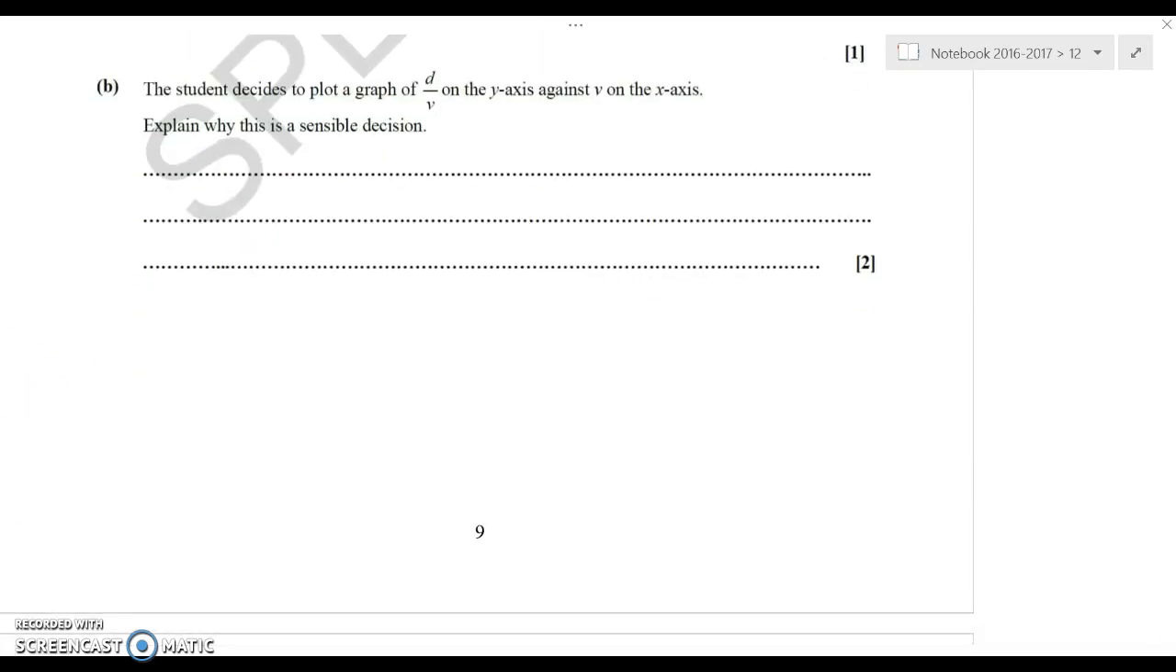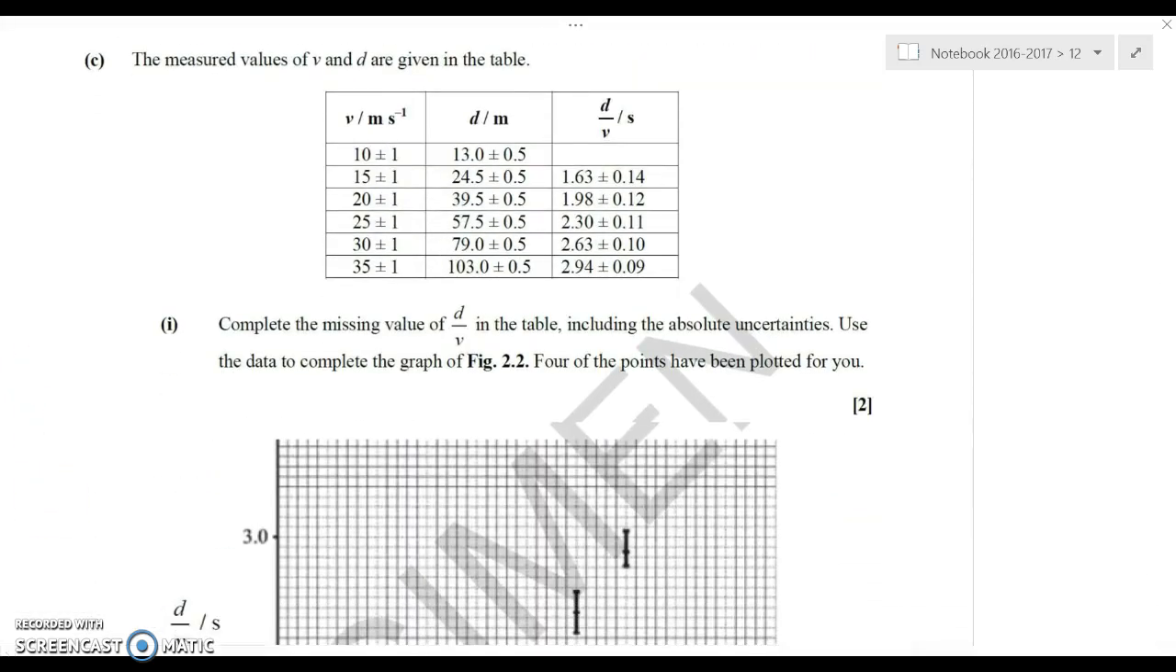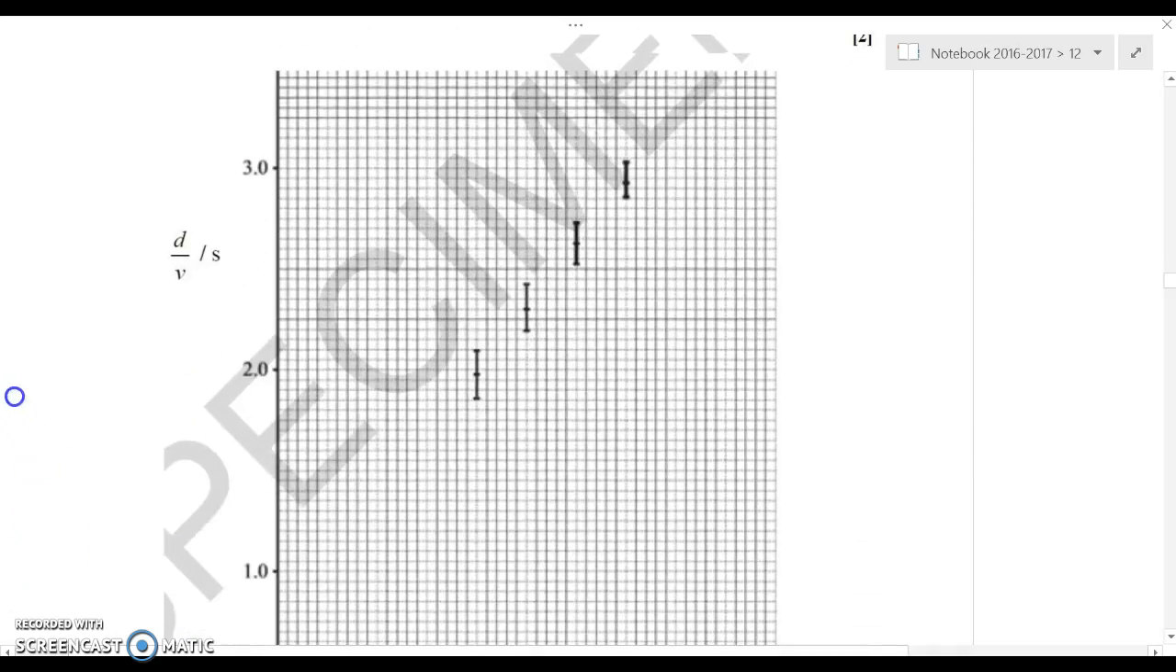Then given this question here, it should be relatively easy to solve this, having done the previous exercises. You're then asked to complete a table. You then need to combine some uncertainties to determine the uncertainty in d over v for that value which you put into the table. You're then going to plot the missing points.